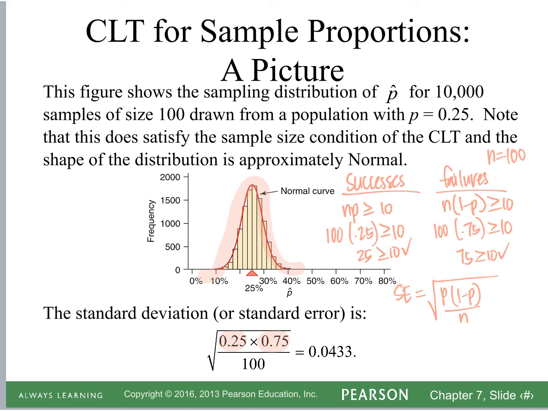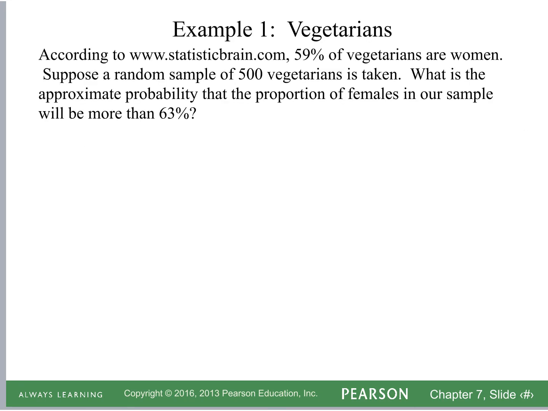So now that you have standard error, you can write it out like this, showing that it is a normal distribution, and that p, your proportion, is 0.25, and standard error is 0.0433, or 4.33%.